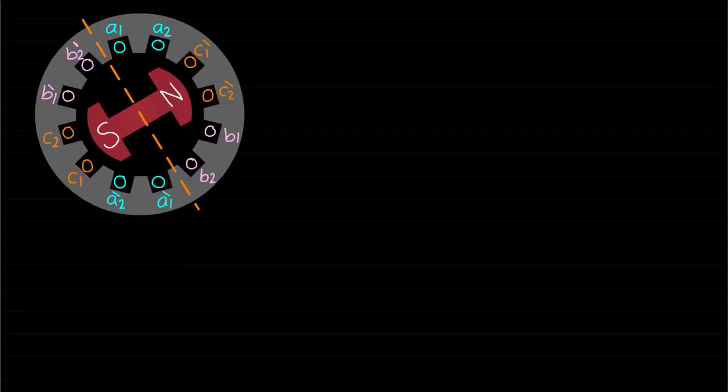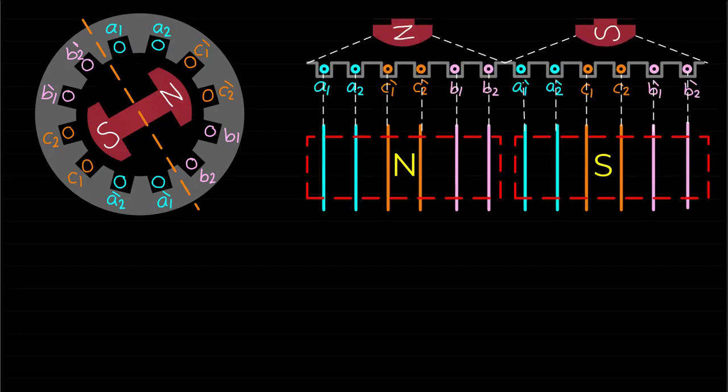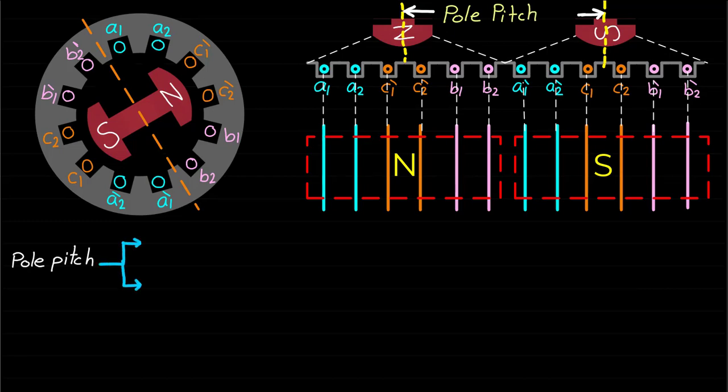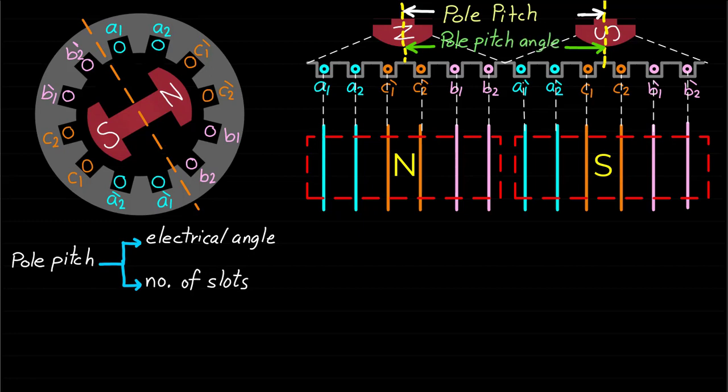Now, assume we have this 2-pole 3-phase synchronous machine with salient pole rotor and distributed windings. This machine can be represented by this flattened machine. The distance between the center of two adjacent poles is called pole pitch and can be measured either by the electrical angle between the center of the two adjacent poles or by the number of slots between the center of the two adjacent poles. Note that the angle between the center of the two adjacent poles is called the pole pitch angle. The pole pitch angle is always equal to 180 degrees electrical.